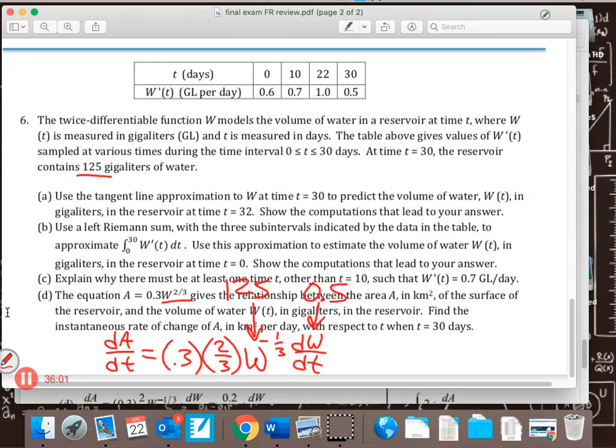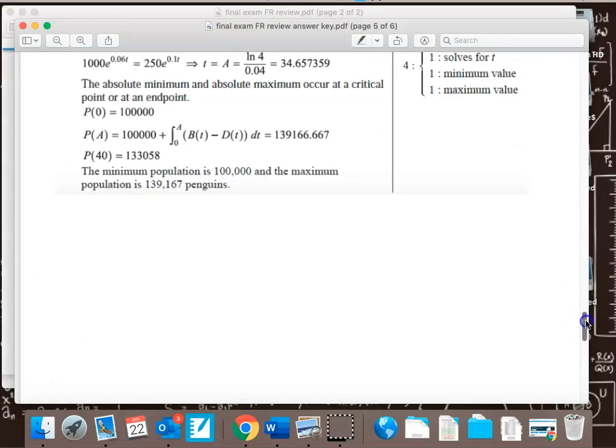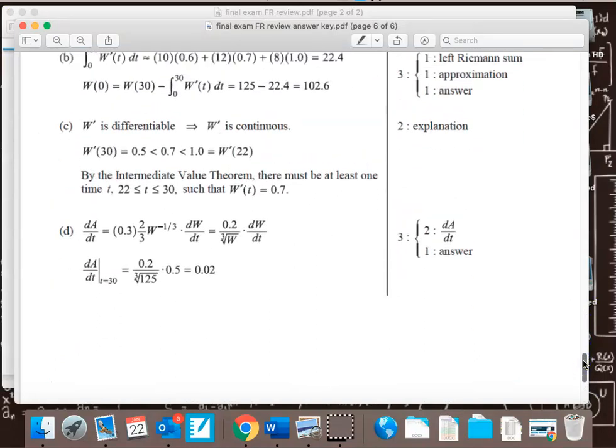Yep. All right. So here, I don't have a final answer. Let me give you the final answer, if you want to see numbers. Final answer was 0.02. If you did, it was a calculator question. You could use 2. That's okay. All right. But just doing the dA/dt was 2 points out of the 3. Okay, good. That is that.